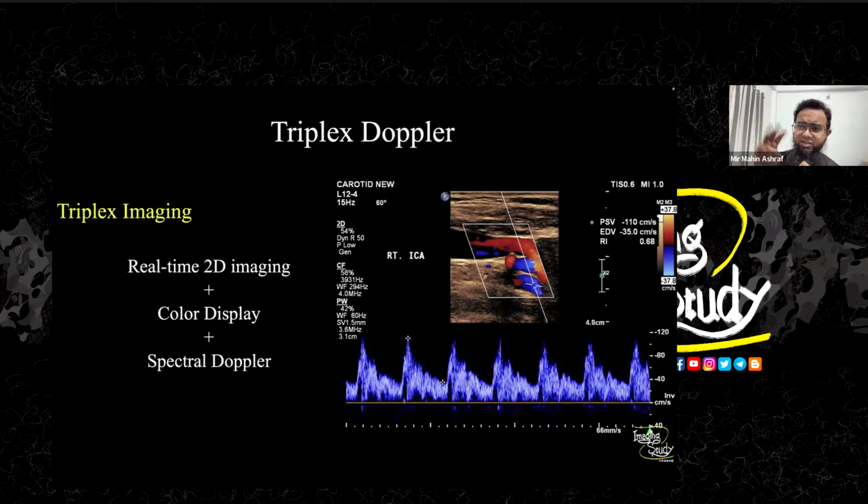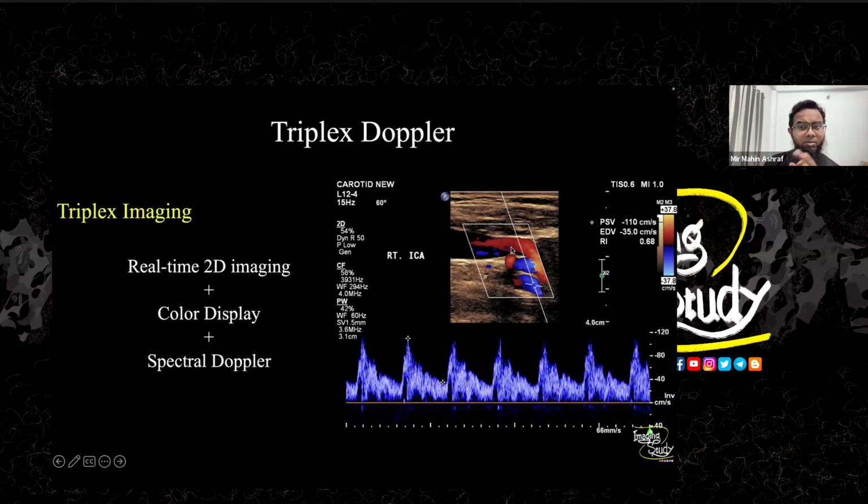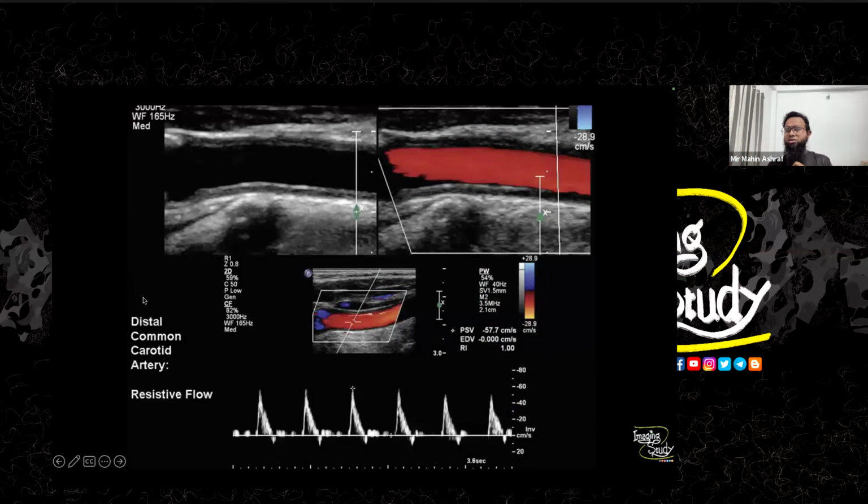So we are using three different modes here. First we put real-time imaging. We check the structure. Then we put color Doppler over there, so there is a color display, red and blue colors. And then we put the spectrum, pulse wave Doppler. So three things are happening here: real-time, color, and spectrum. This is the triplex Doppler. The main difference is the color. When you are using color imaging here, this is the triplex imaging. All of us are using triplex Doppler, but as a misnomer, we still use the duplex term.